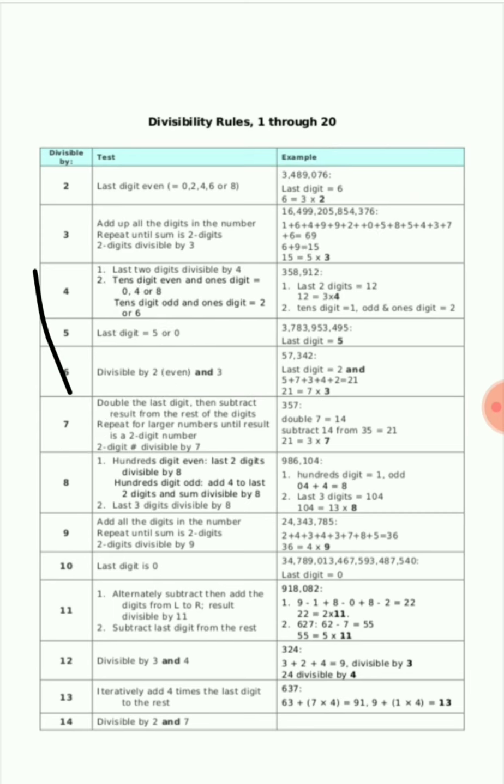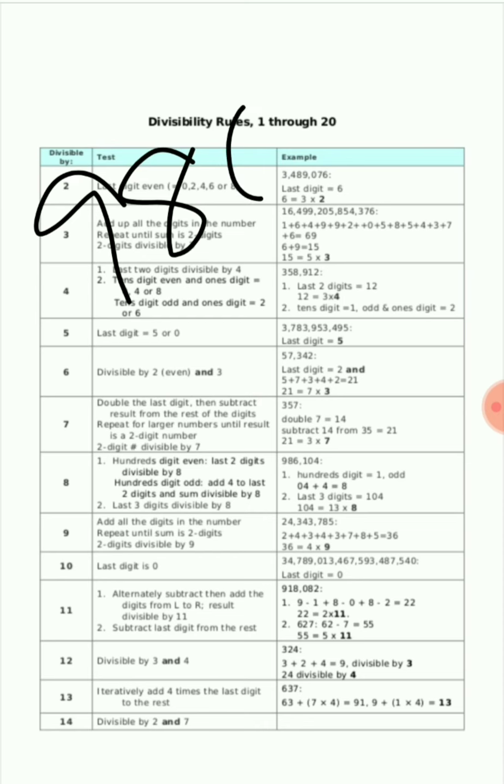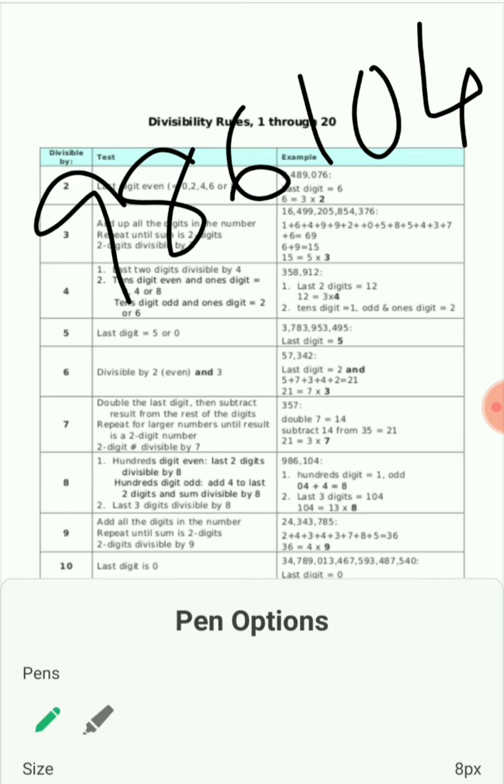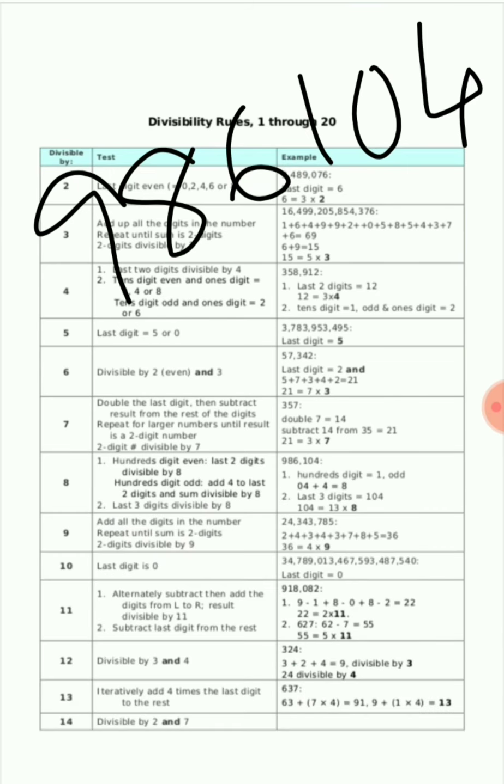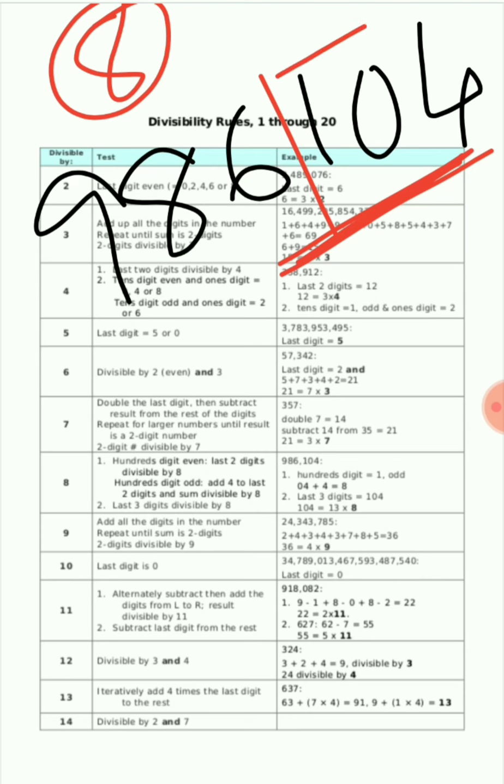Now we are checking the divisibility rule by 8. Let's take an example. Let the number be 986104. Sorry, we are checking divisibility by 8, so we take the last 3 digits of the given number. If we check the divisibility rule by 16, then we will take the last 4 digits. In this case, we take the last 3 digits.